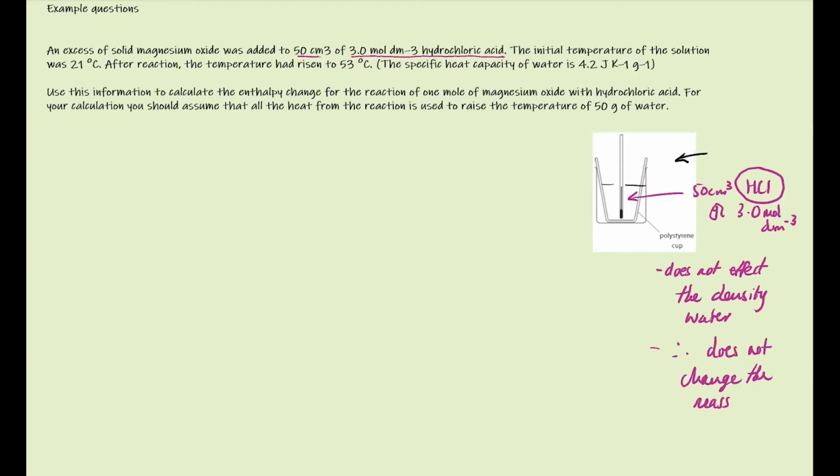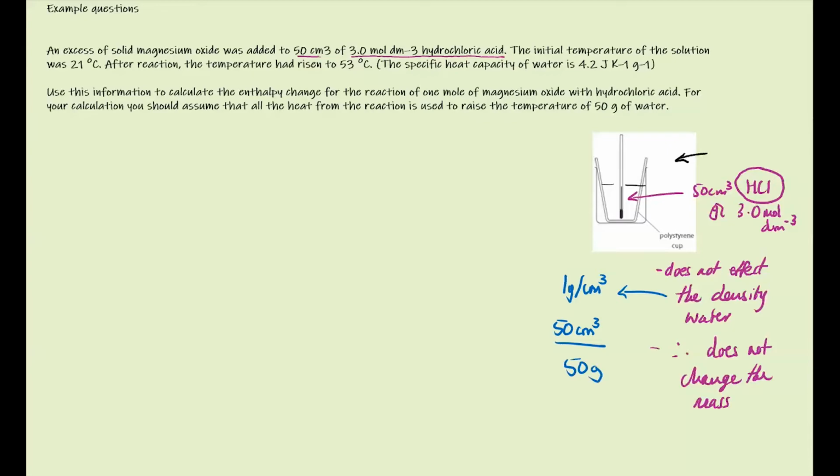So that means that if the density of water is unchanged, the density of water is 1 gram per centimeter cubed. So for every 1 centimeter cubed, it's 1 gram. If I have a 50 centimeter cubed solution of anything, and that doesn't mean it's limited to HCl, obviously, it could be copper sulfate, sulfuric acid, sodium hydroxide, any kind of solution, we assume that the mass is equal to 50 grams.